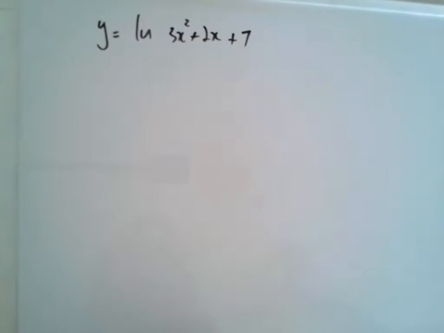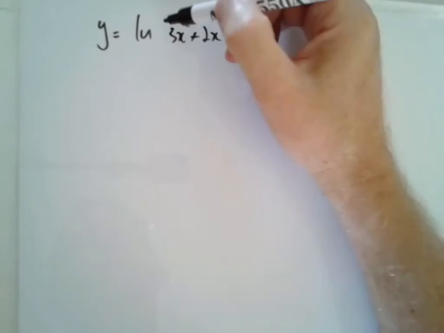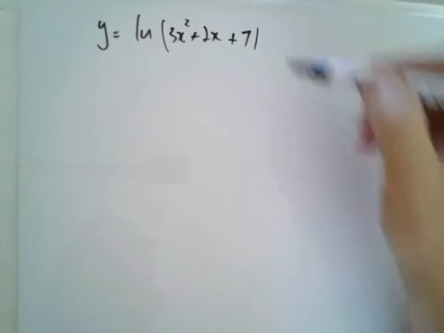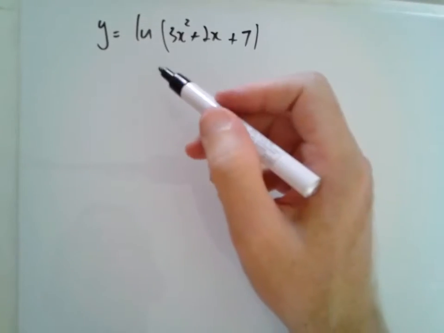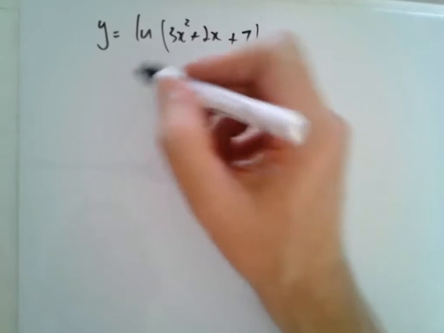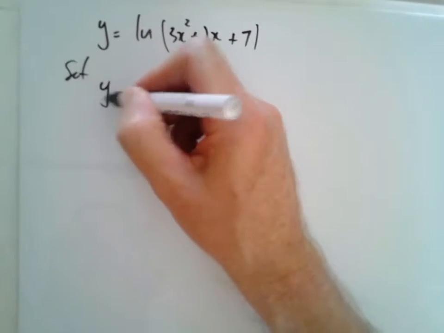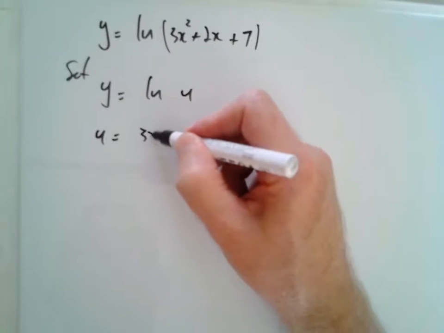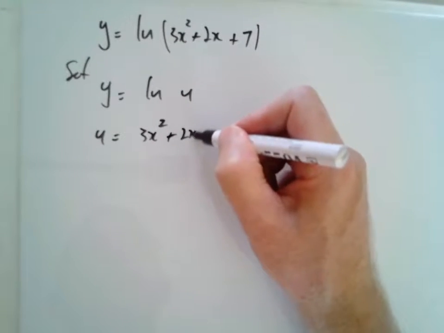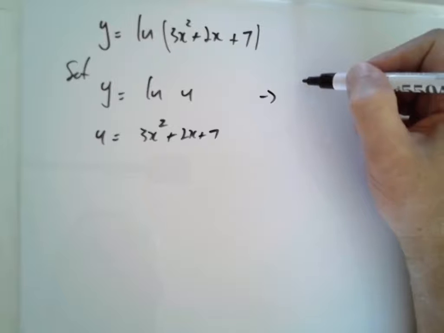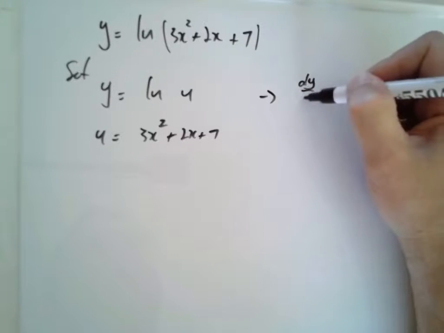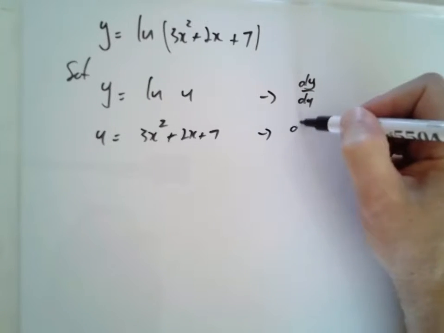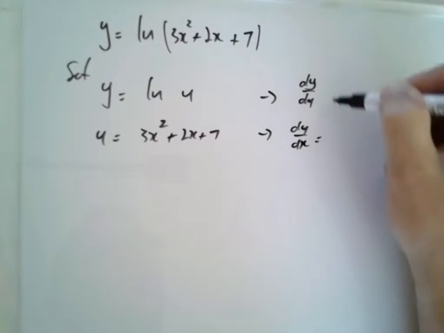Okay, let's differentiate some logs. Here there's implied brackets there. With logs, we are going to use the chain rule. So we're going to set y equals log u, where u equals 3x squared plus 2x, and we're going to differentiate over there, dy du and du dx.